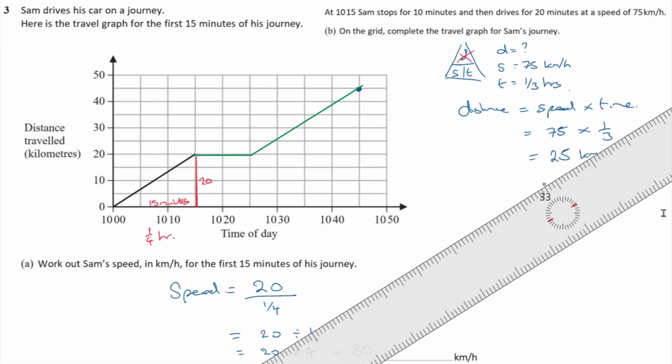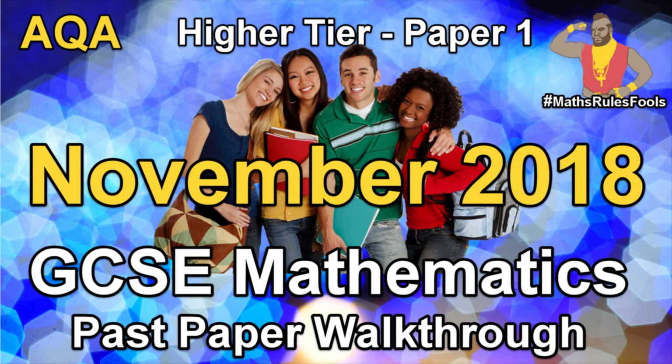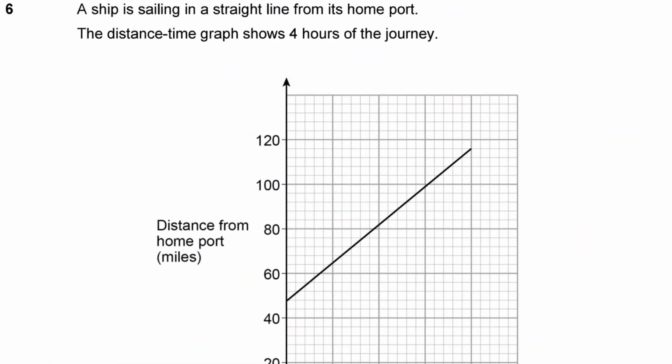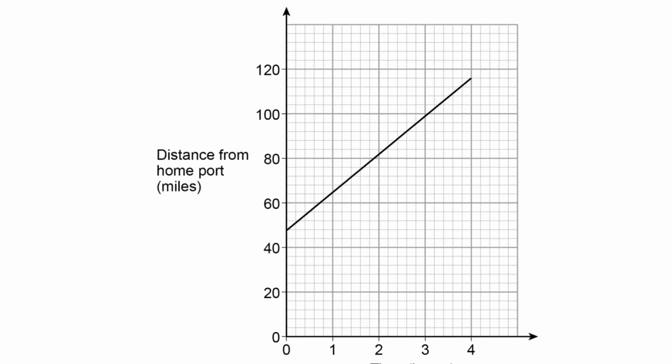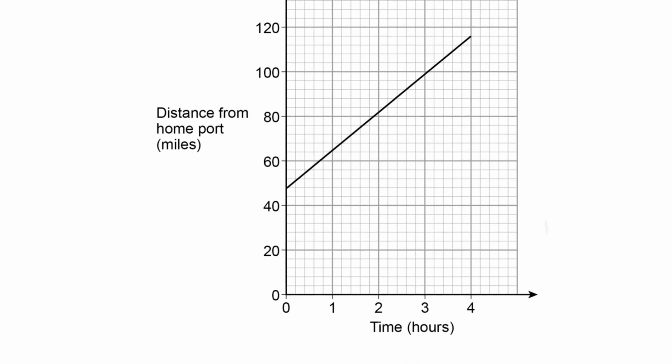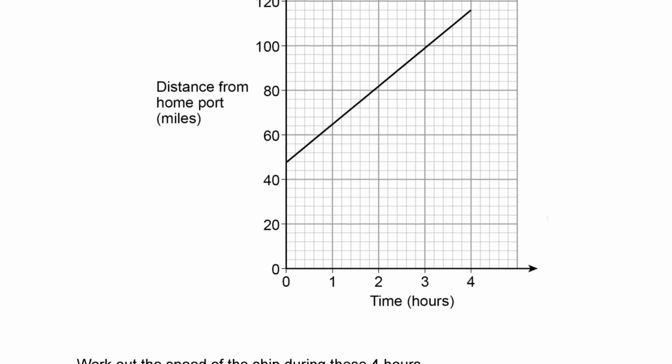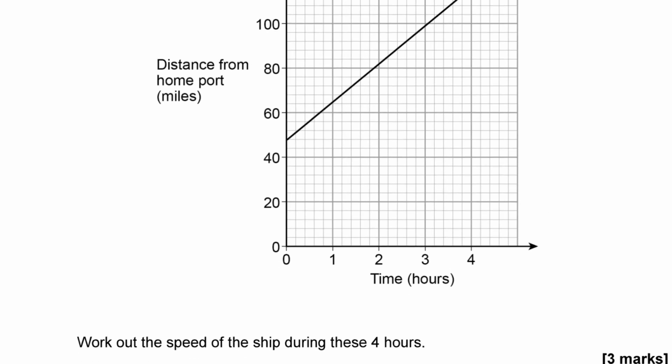Okay, so then that's my completed travel graph then. Question 6. A ship is sailing in a straight line from its home port. The distance time graph shows 4 hours of the journey. And we've got the distance from the port up the side here, and that's in miles. And we've got the time along the bottom, and that apparently is in hours. Okay, and now we're asked to work out the speed of the ship during these 4 hours.